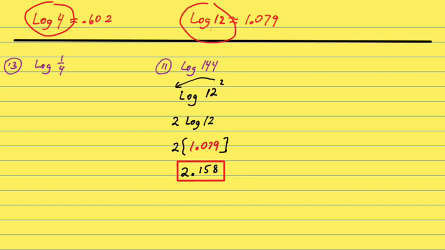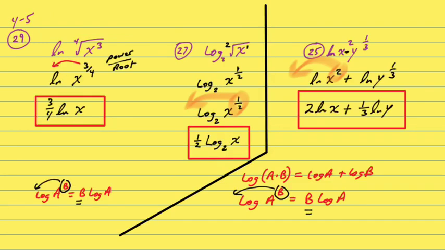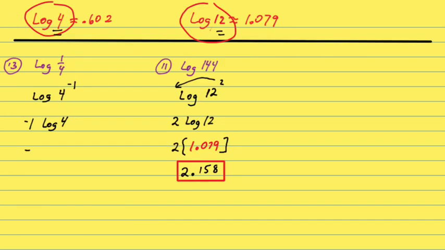Now we want to do the same thing with 1/4. And I want to use either the 4 or a 12. Well, 1/4 could be called 4 raised to the negative 1. Again, pulling your exponent out front using this property right here. I pull the exponent out front. And I now know on top that the log of 4 is 0.602. So that makes my answer negative 0.602.